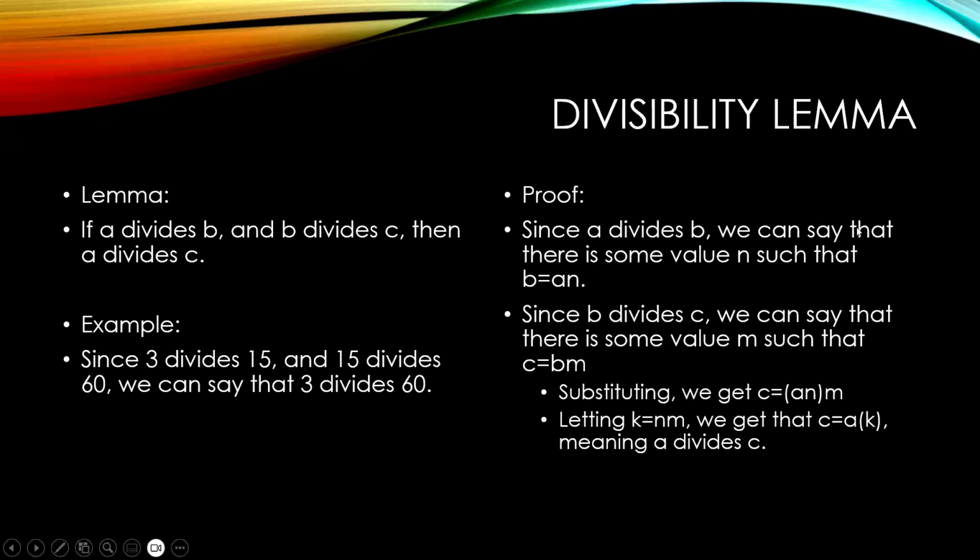Since a divides b, there's some value n such that b is equal to a times n. Since b divides c, there is some value m such that c is equal to b times m. Substituting, we get c is equal to a times n times m. If we let k be equal to nm, whatever that product is, n times m is going to be some nice integer. That tells us that c is equal to a times k, meaning a divides c. So easy to prove.